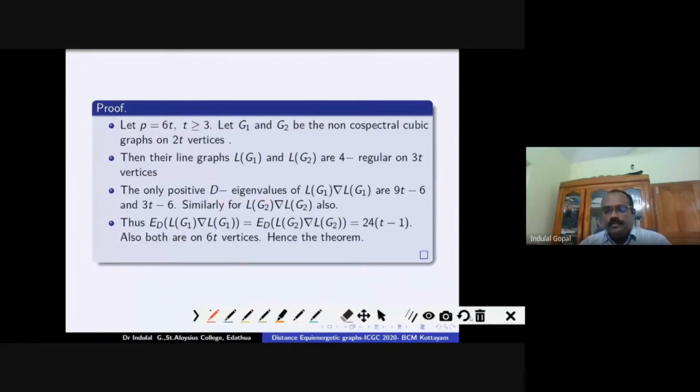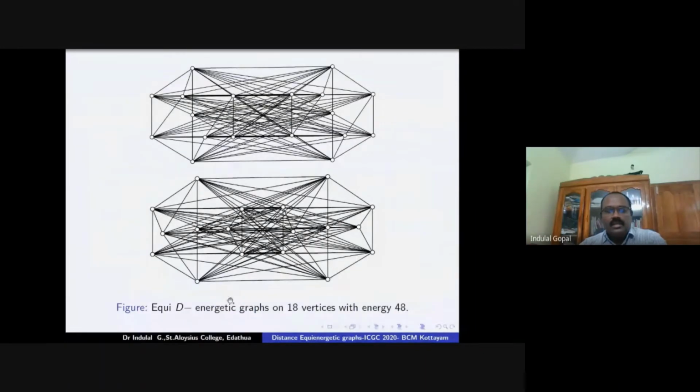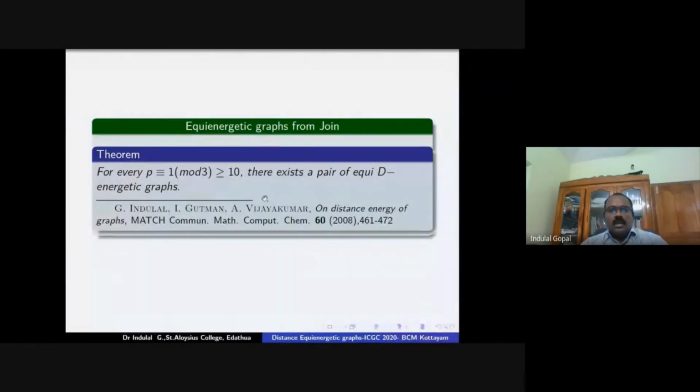Now, similarly, we can have another family, and these are the examples on 18 vertices: distance equi-energetic graphs on 18 vertices with energy 48, which are regular. And by a similar argument, we can show that for every p congruent to 1 mod 3, greater than or equal to 10, there exists a pair of distance equi-energetic graphs. We skip the proof.